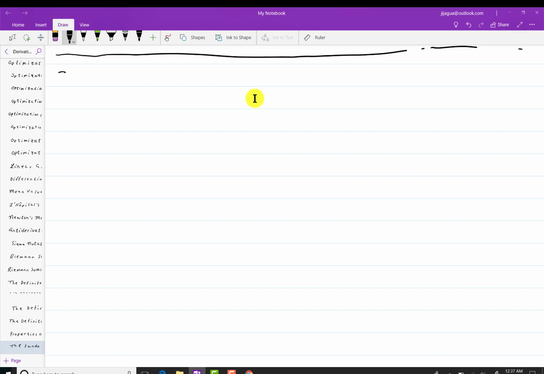Let's do some examples. D over dx of the integral from 3 to x of tangent of the square root of t dt will simply equal tangent of the square root of x. So I simply replace t with x.